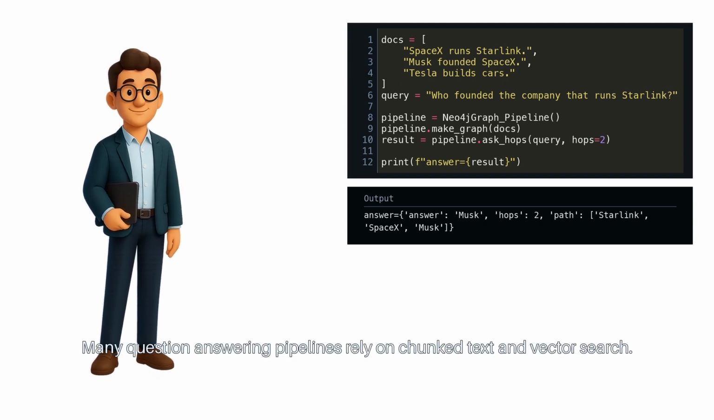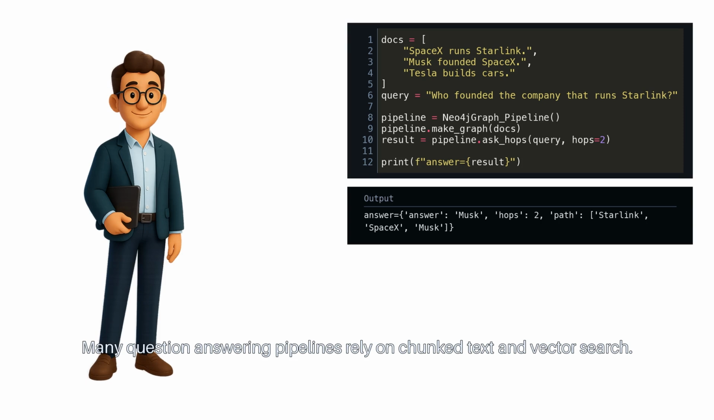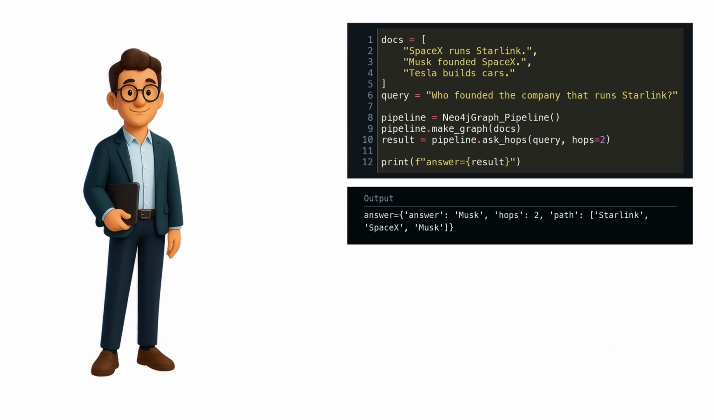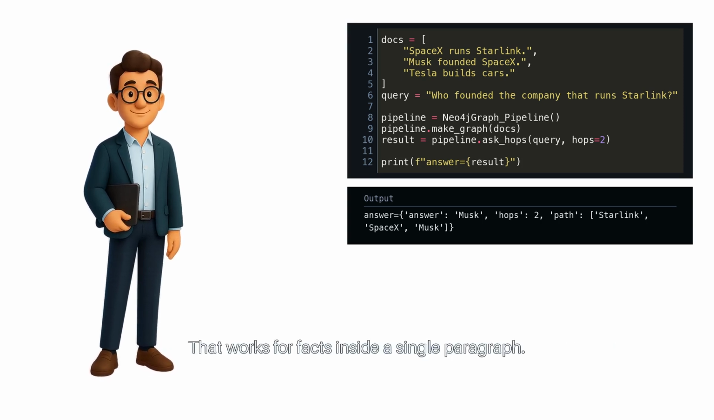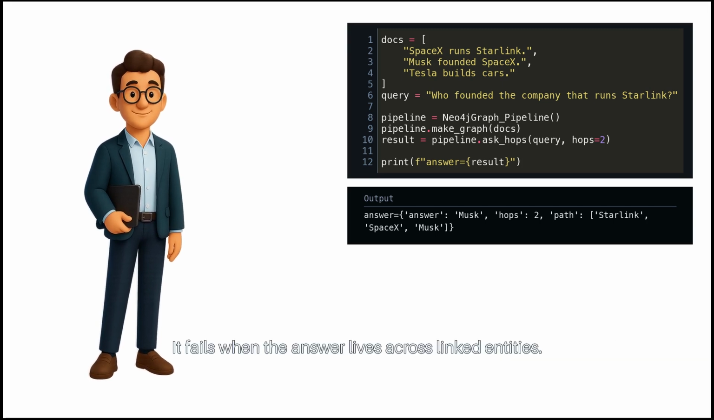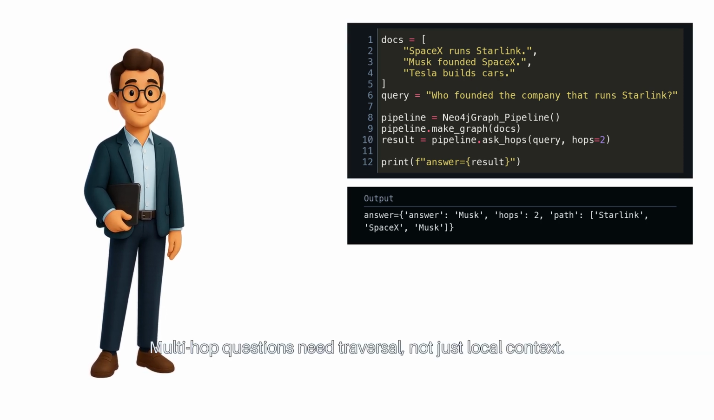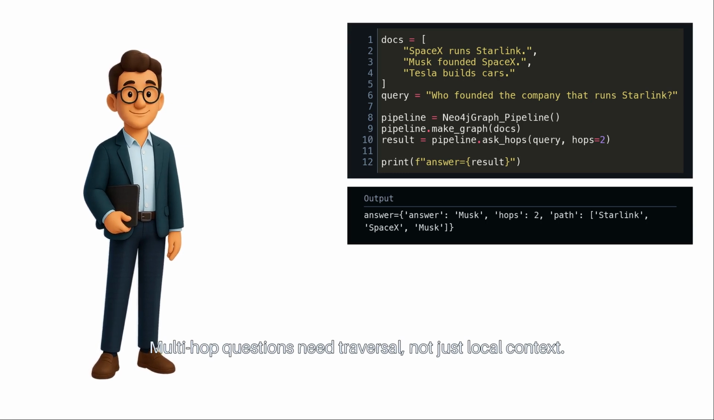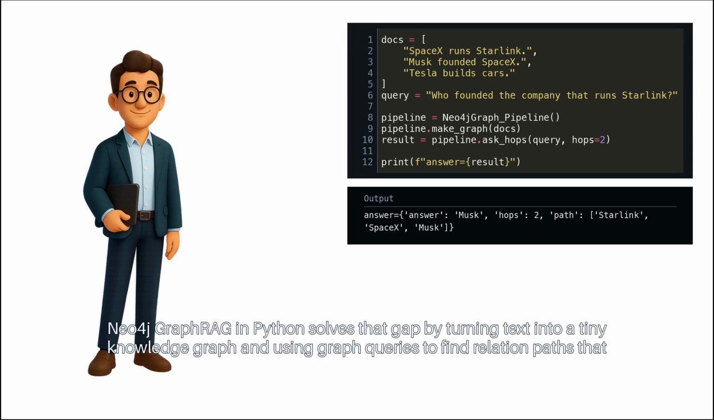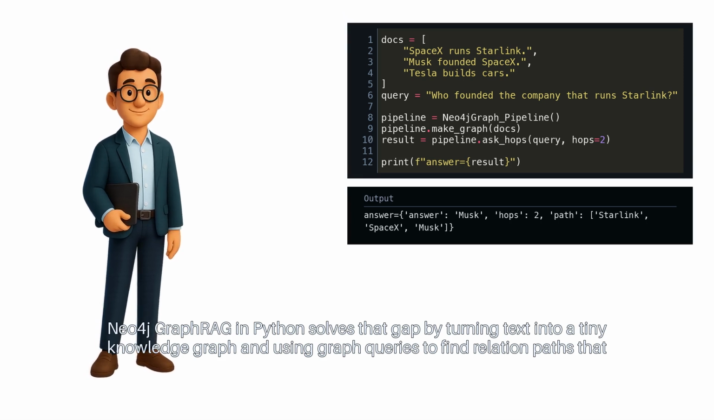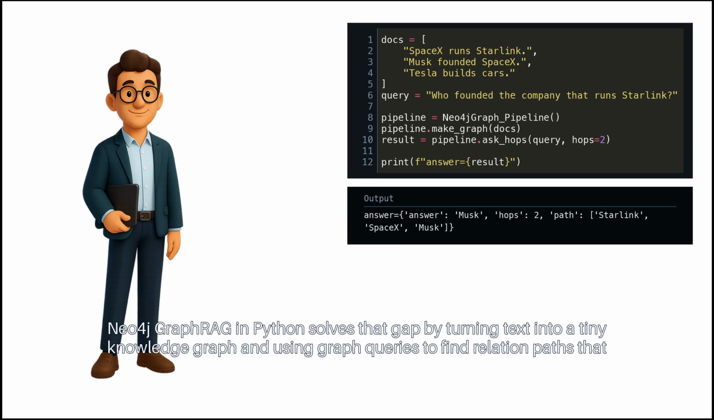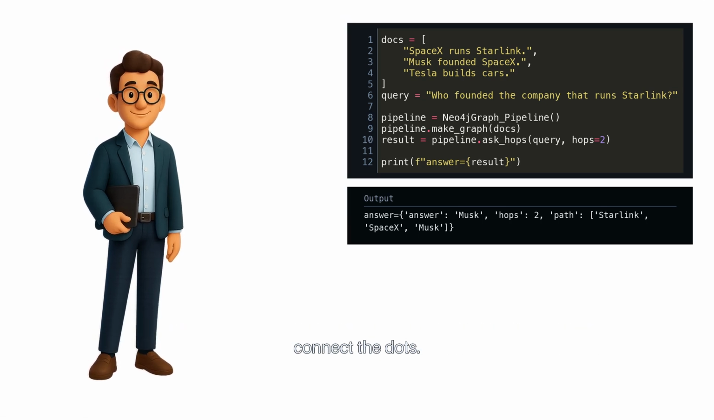Many question-answering pipelines rely on chunked text and vector search. That works for facts inside a single paragraph. It fails when the answer lives across linked entities. Multi-hop questions need traversal, not just local context. Neo4j GraphRAG in Python solves that gap by turning text into a tiny knowledge graph and using graph queries to find relation paths that connect the dots.